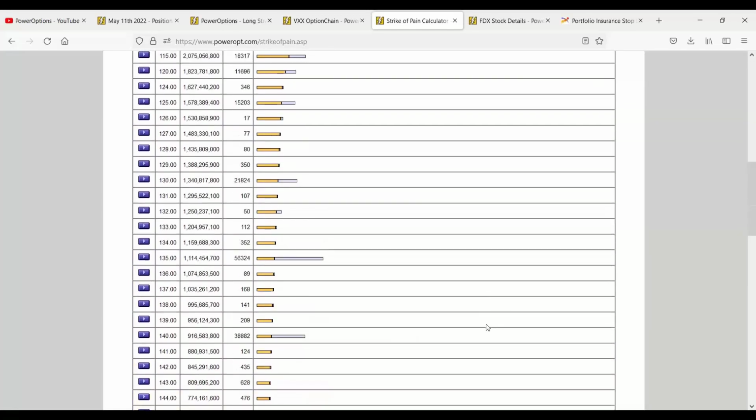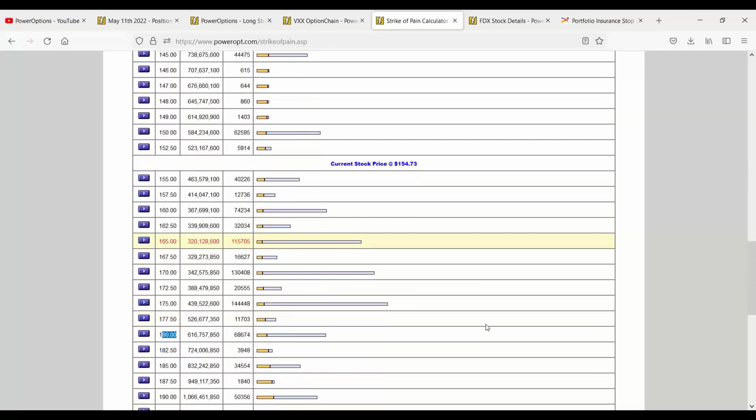And naturally, that leads to a follow-up question. This is telling us that next week we can expect Apple to maybe start to gravitate towards 165 right now, because that's where that lowest pain value is, and that's where the option sellers would theoretically make the most money, and option buyers would theoretically lose the most money.